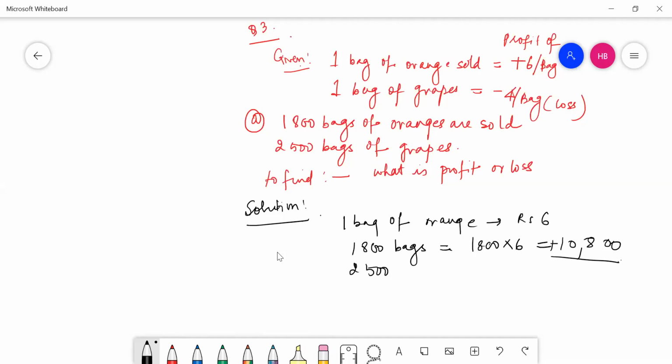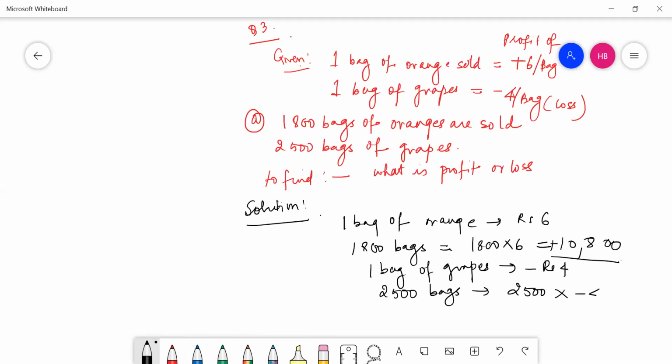For 2500 bags of grapes, let's see what happens. For one bag of grapes, I am getting minus rupees 4. So for 2500 bags, how much loss will happen? 2500 into minus 4, which is 25 into 4, which will be 100, and then 00. So I'll be minus 10,000. So basically minus 10,000 rupees is the loss by selling the grapes.